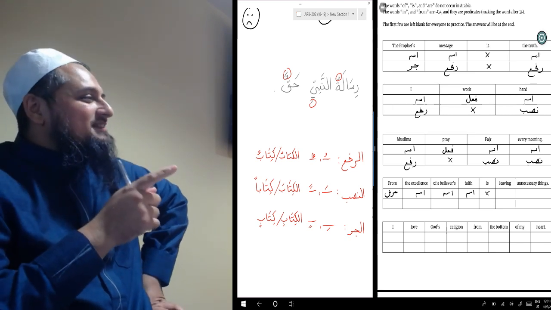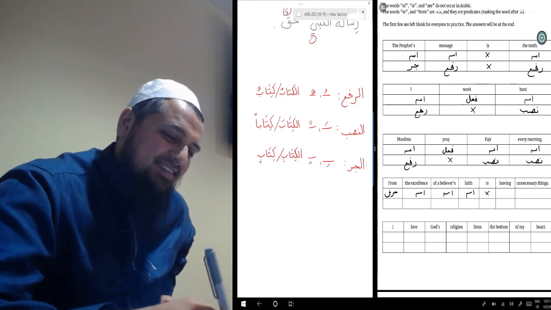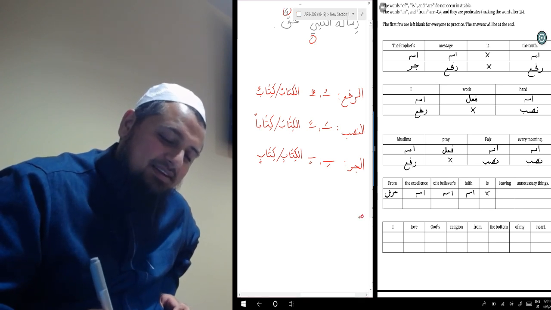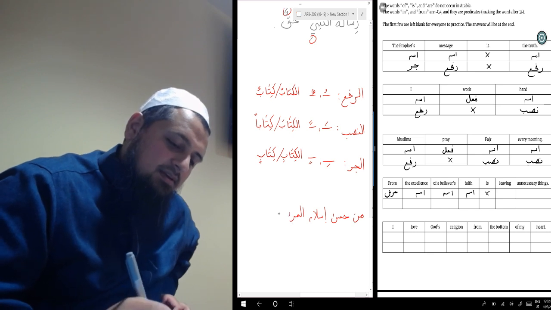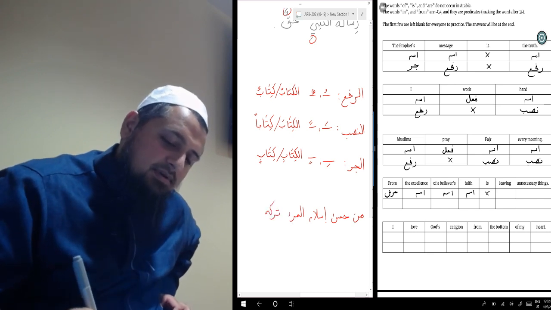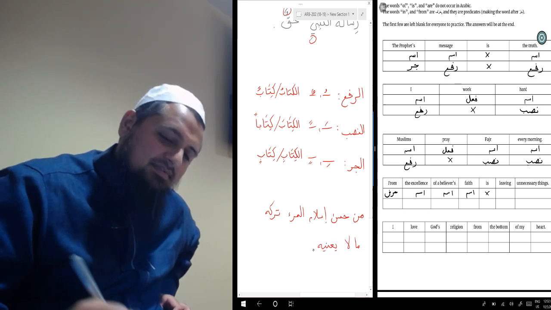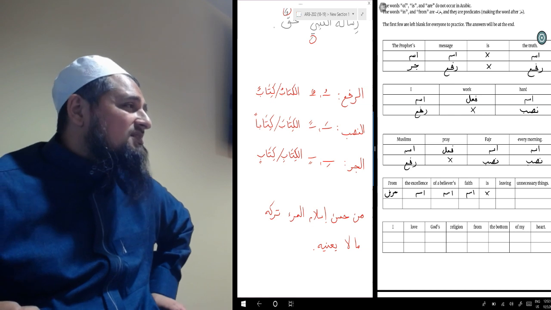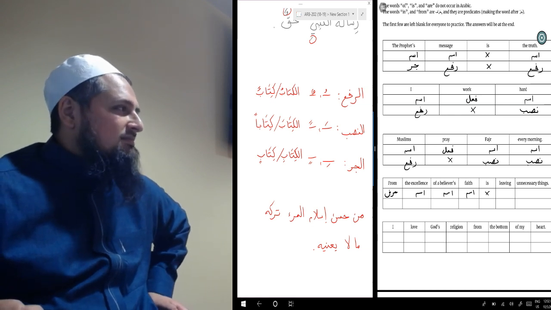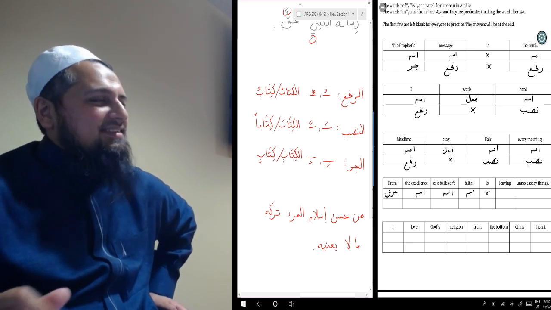The only way you would figure this out is if you know the Arabic. The Arabic is min husni islam al-mar'i tarkuhu ma la ya'nih. Actually, in English, that sentence does not really make sense. It's from the perfection of one's Islam is to leave that which doesn't concern them. In the study guide, he has leaving as a noun. See, that's more accurate.